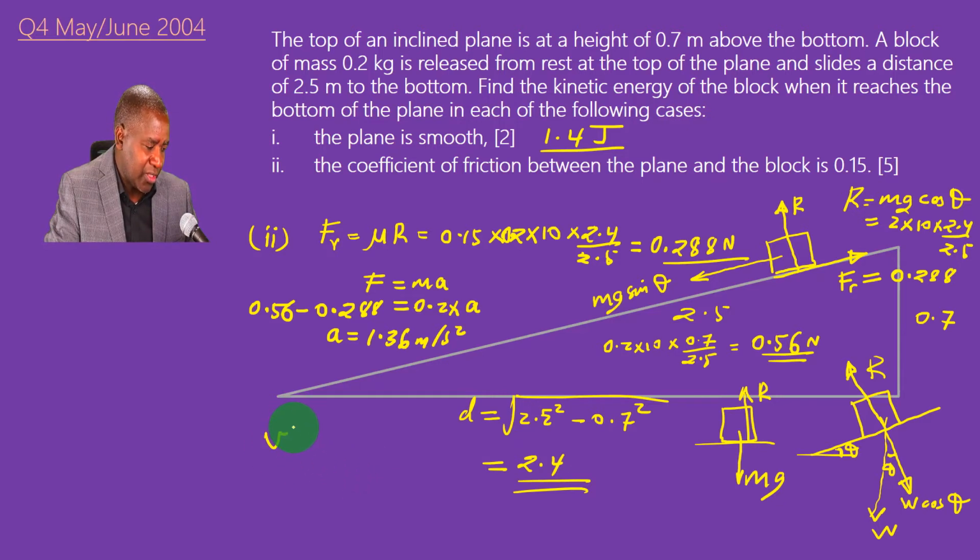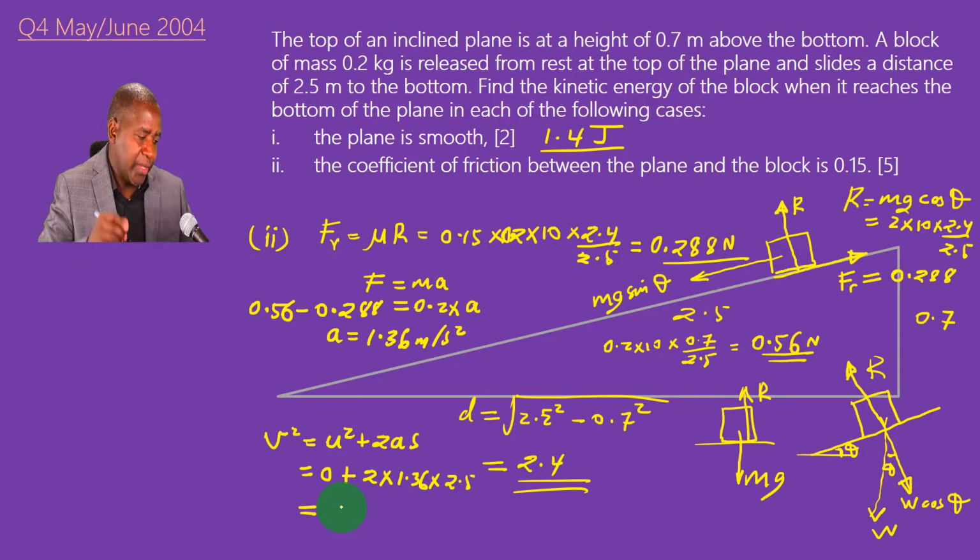Now let me work out the speed the object has at this point. V squared is going to be equal to u squared plus 2as. It starts from rest. There is 1.36. There is 2.5. And v squared will be, I already have 1.36 on my calculator, I'm going to multiply that one by 2, and then I multiply again by 2.5. And I get 6.8.